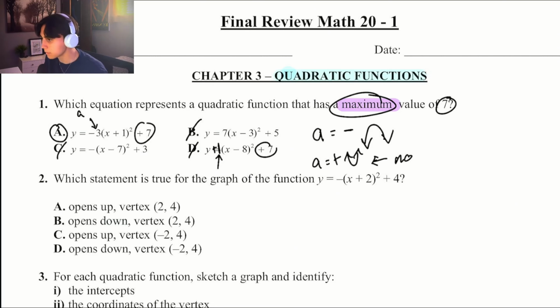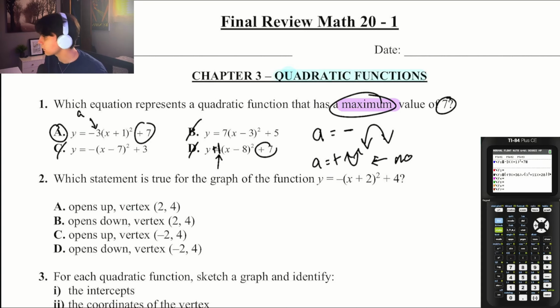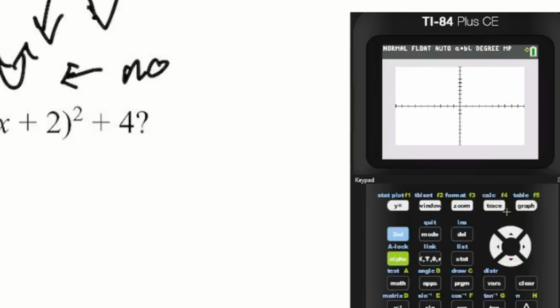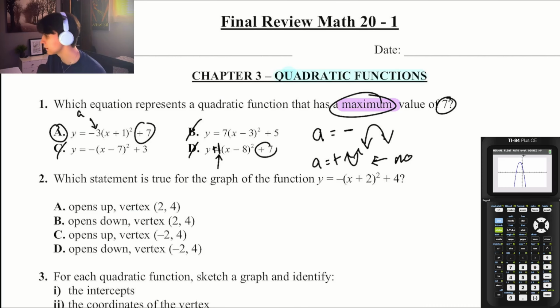And if you're unsure, again, we can go in our calculator. We can test it, right? So let's go negative 3x, x plus 1 squared plus 7. I'm going to show you the calculator here, and hit graph. So again, we have a maximum point here, and that maximum point is at 7. So that is how you know you are correct.